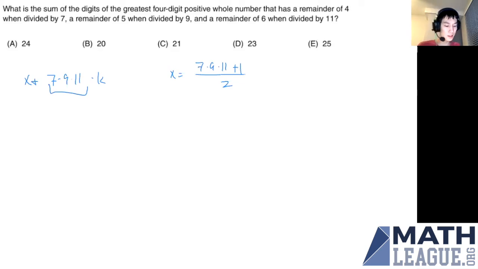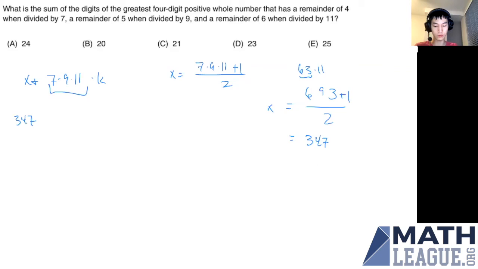7 times 9 is 63. If you know your number sense tricks, 63 times 11, you write down a 6, you write down a 3, and you add the two numbers and put it in the middle. So that's 693 plus 1 over 2. And then if you just do the computation out, that's going to be equal to 347. So we now know that it's of the form 347 plus 7 times 9 times 11 times some integer k.